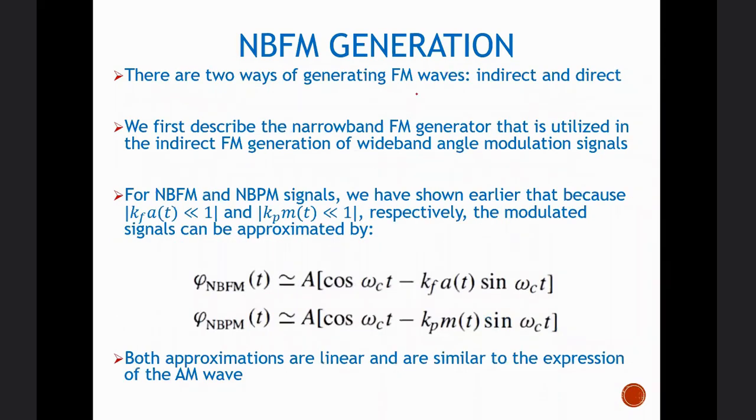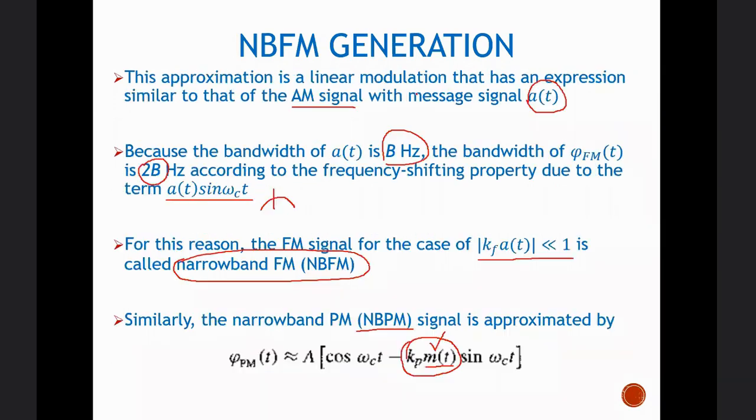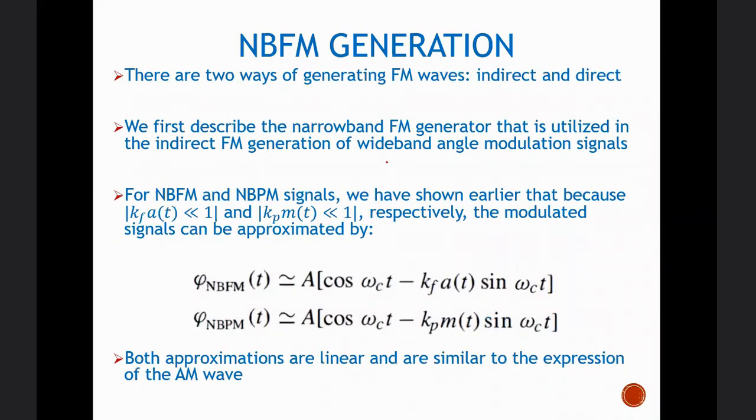Now, there are two ways of generating FM. Let's come to the point where we will discuss the generation of FM. We have seen the narrowband FM and PM signals, right? The discussion on wideband FM generation is in another video that you can see. We first describe the narrowband FM generator that is utilized in the indirect FM generation of wideband as well. The same generator, as we'll see in another video, will be used to generate a wideband angle modulated signal, FM or PM.